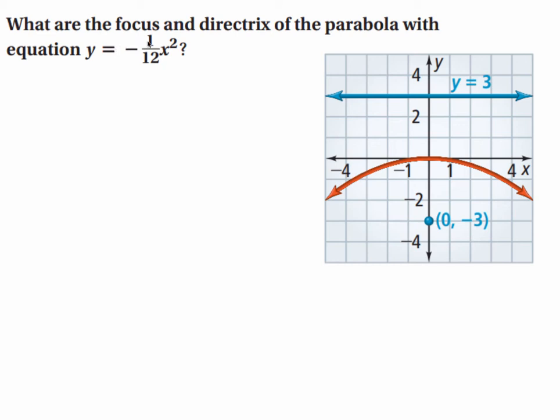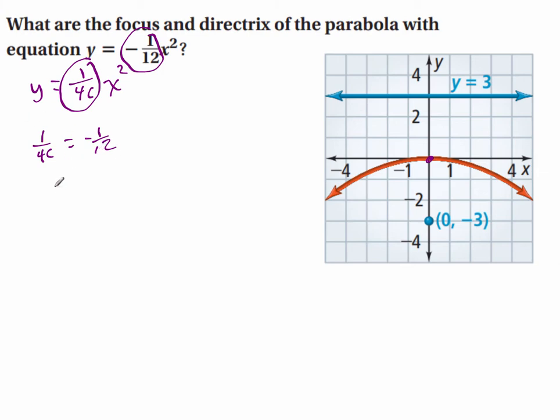Now, what are the focus and directrix of the parabola with the equation y equals minus 1 over 12 x squared? Now, I've kind of cheated. I've put the answer in here for you, but let's say we don't know what it is. I know y is equal to 1 over 4c x squared, standard form of the equation of the parabola with vertex at the origin. So I can set these two coefficients equal. So I'm going to set 1 over 4c equal to minus 1 over 12.